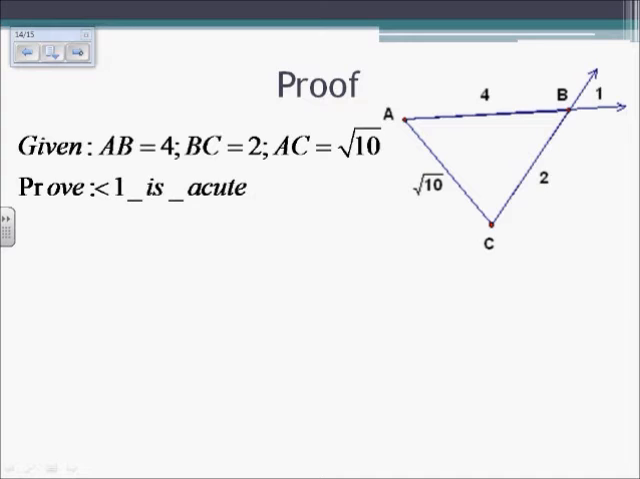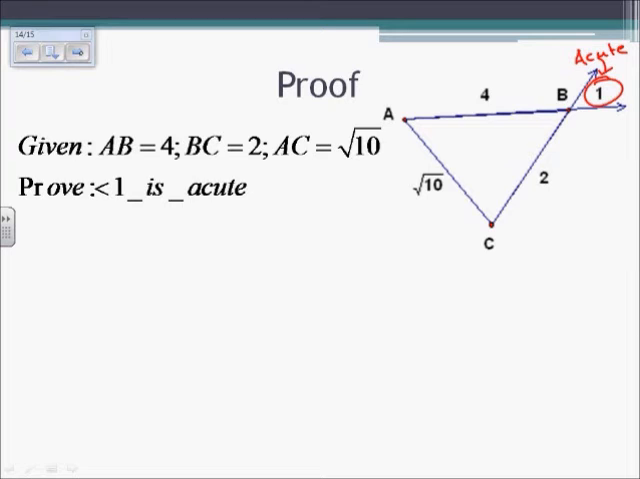Alright, last question is a proof. Proof states from the given that AB is equal to 4, BC is 2, and AC is equal to the square root of 10. We're trying to prove that angle 1 is acute. So let's find angle 1. We want to show or prove that this is an acute angle.